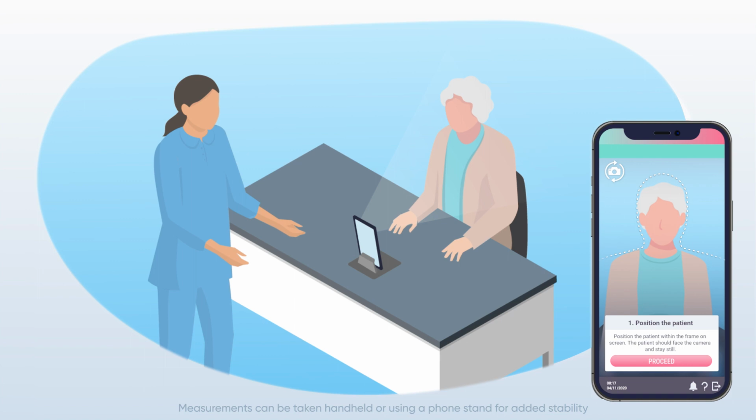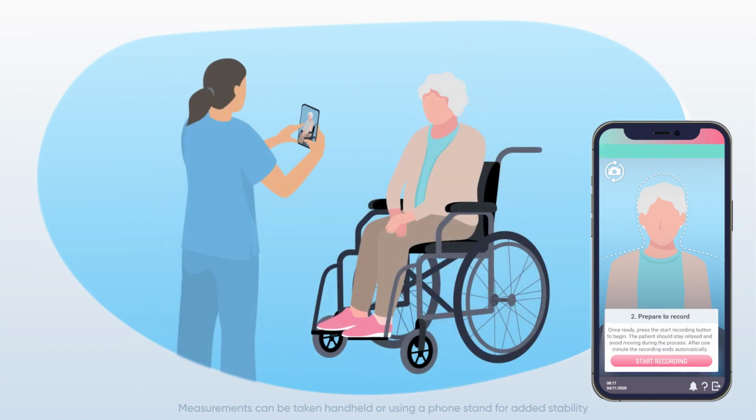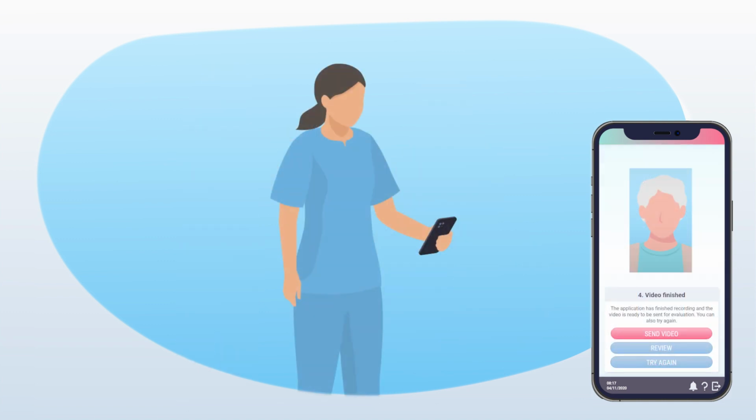The application will notify when a person has been detected, or if adjustments to positioning or lighting need to be made. Instruct the client to stay still and avoid talking. When ready, press the Record Video button and keep the device still. After 30 seconds, the video is finished and ready for viewing. The video can be either discarded or approved and sent for processing by pressing Send Video.